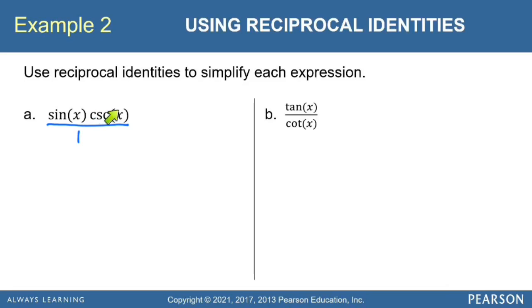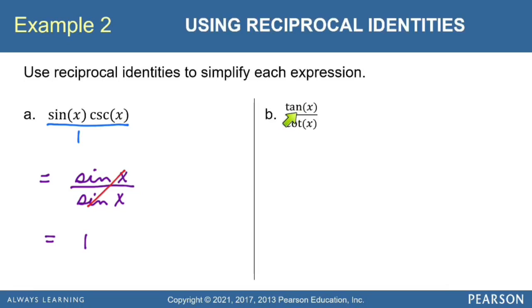So we're going to use our reciprocal identity for cosecant and say that having cosecant of x in the top is equivalent to having sine of x in the denominator. So this sine of x we're going to leave in the top of our expression, and this cosecant of x we're going to rewrite as the sine of x in the denominator. And now that we have sine of x divided by itself, we know that anything divided by itself is 1, so that will cancel out and leave 1.